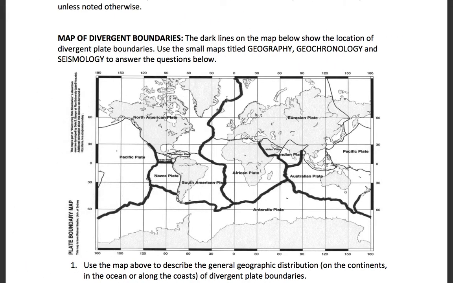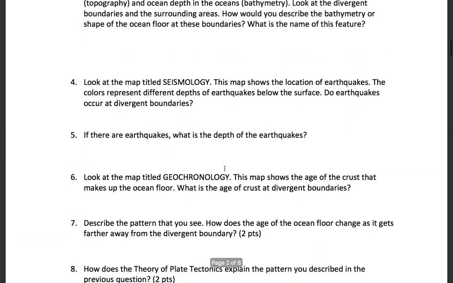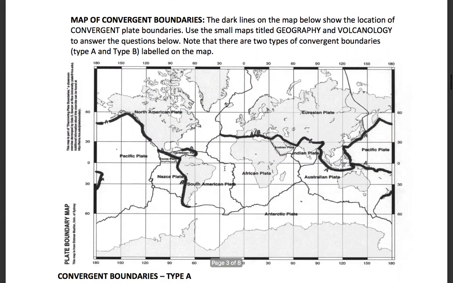Okay, so that is going to get you through this part on divergent boundaries. This next part is a similar map, but now we're looking at convergent boundaries, where those plates are moving towards each other. And so again, these thick lines are representing convergent boundaries, the thin lines representing other types of boundaries that we don't have to look at right now.